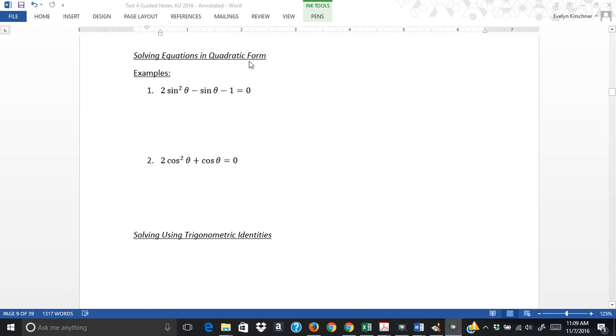Solving a quadratic equation in quadratic form, all it means is it has something with a square term and a linear term. So sometimes it's easier to substitute so I can see it a little bit better. So if I say that I want to let m equal sine theta, that means that m squared is sine squared theta, and I can rewrite this as 2m squared minus m minus 1 equals 0.